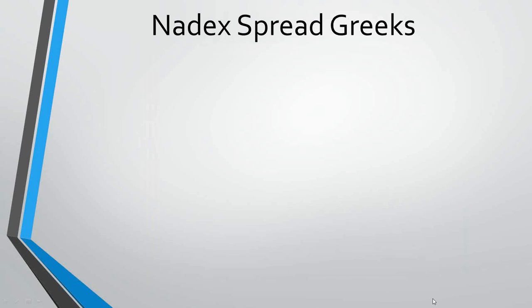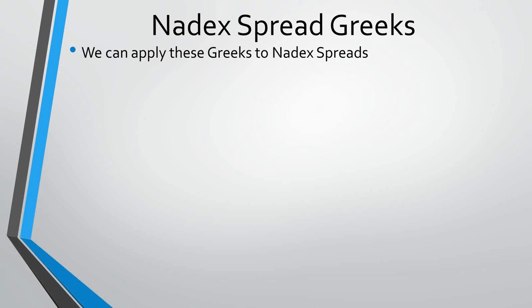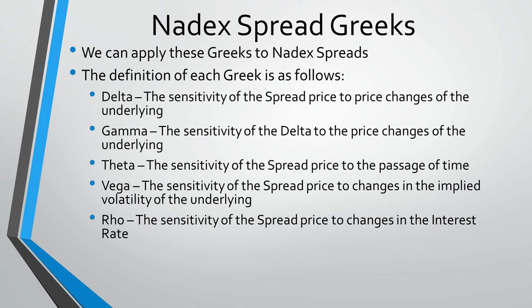Now let me briefly go over the Greeks again before I turn it over to Mike. We can apply these Greeks to Nadex spreads, and the definition of each Greek is as follows. Delta is the sensitivity of the spread price to changes of the underlying. Okay, so the price, the premium of the spread, delta measures the sensitivity of that price to changes of the underlying. Gamma measures the sensitivity of the delta to the price change of the underlying. So gamma applies directly to where the delta is.